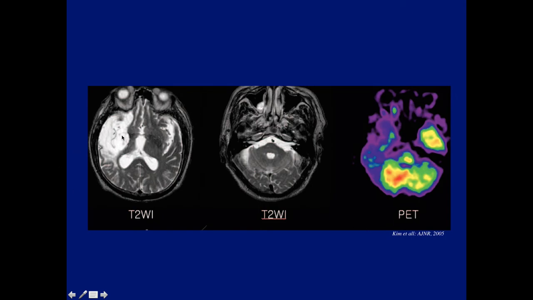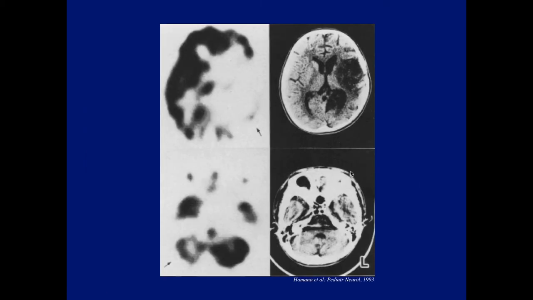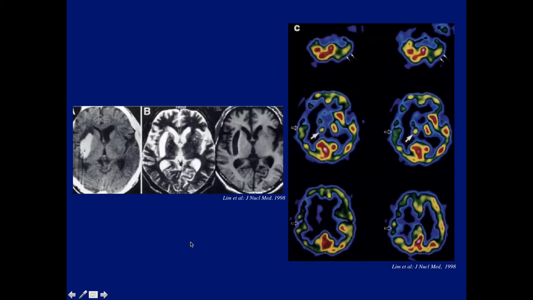Here we see a stroke and less PET activity on the opposite cerebellar hemisphere. Another massive stroke on nuclear studies. The stroke is on this side, CT image, and notice the small activity on the opposite cerebellar hemisphere. Again, a large stroke on the right side and less activity on the opposite cerebellar hemisphere.